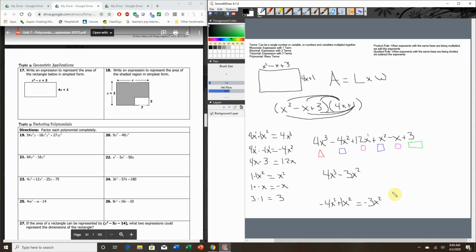Then our circles, we have 12x minus x. That's also going to get a coefficient of 1. So 12 minus 1 would be 11. And then we keep our x. So positive 11x. And then we just bring down our rectangle of plus 3. So our final answer is 4x cubed minus 3x squared plus 11x plus 3.